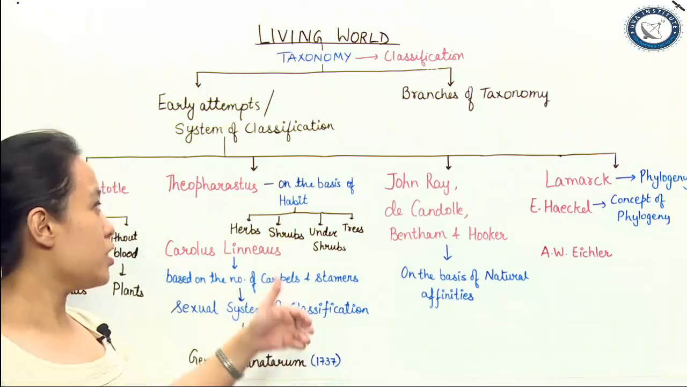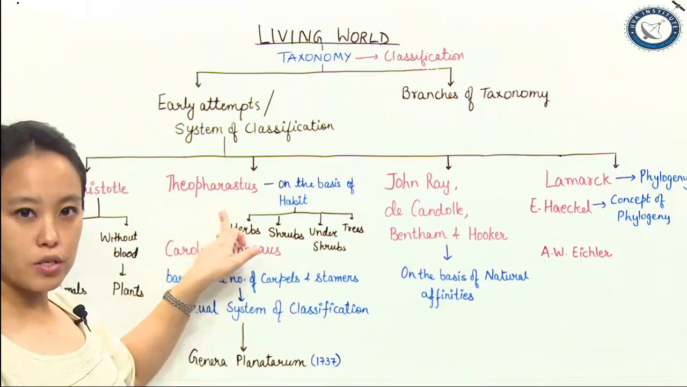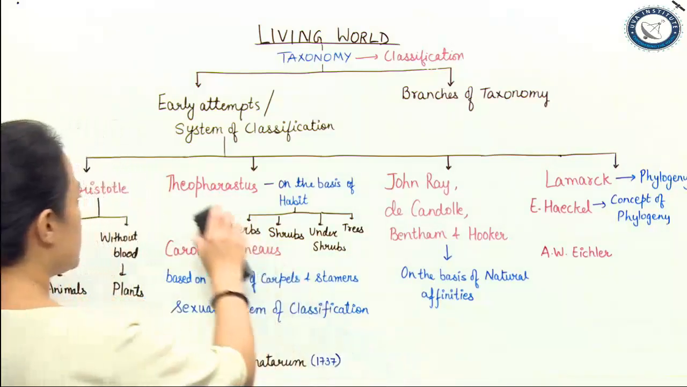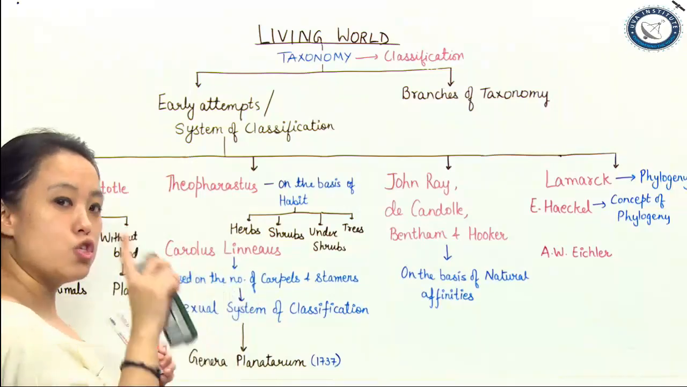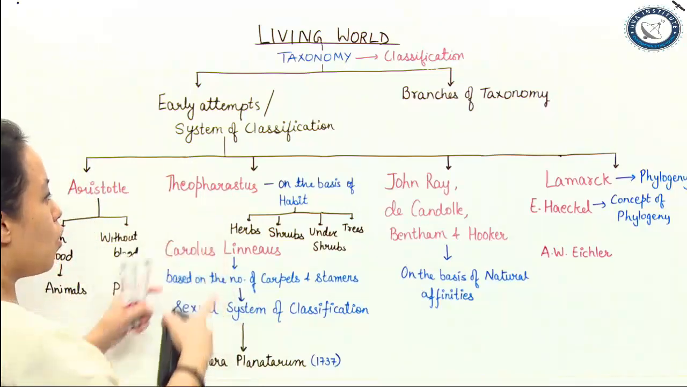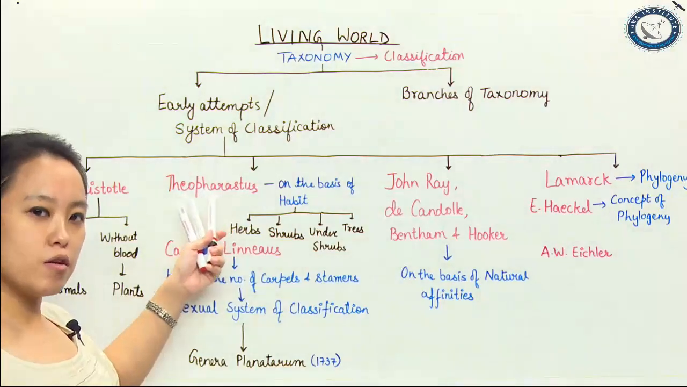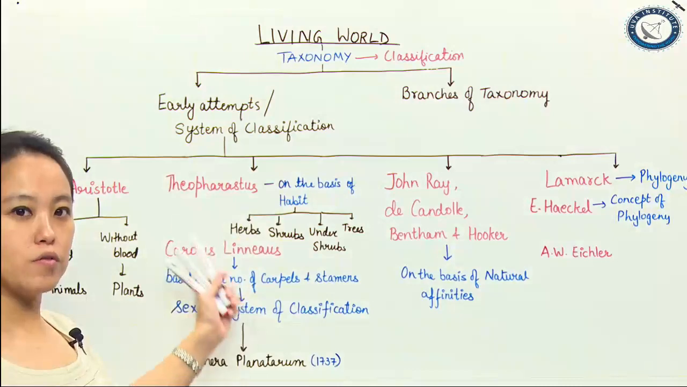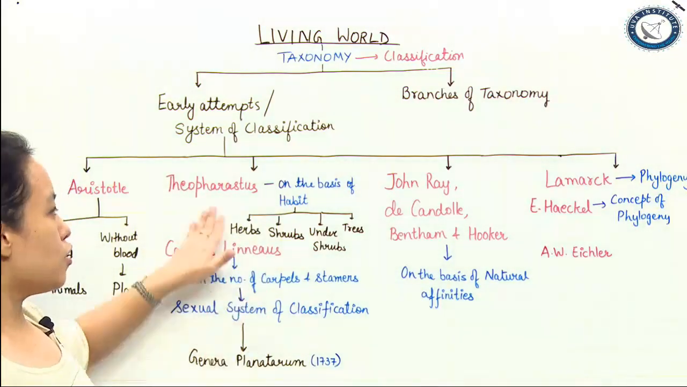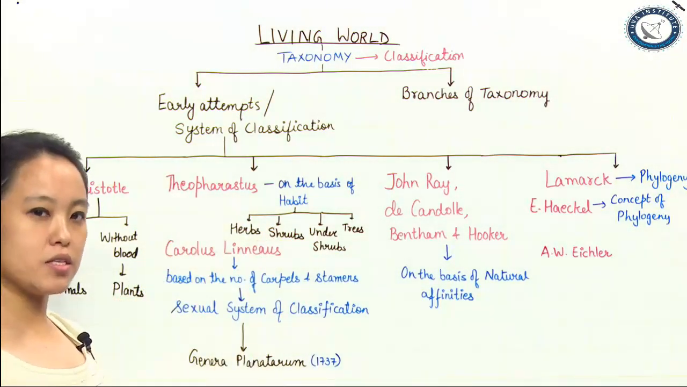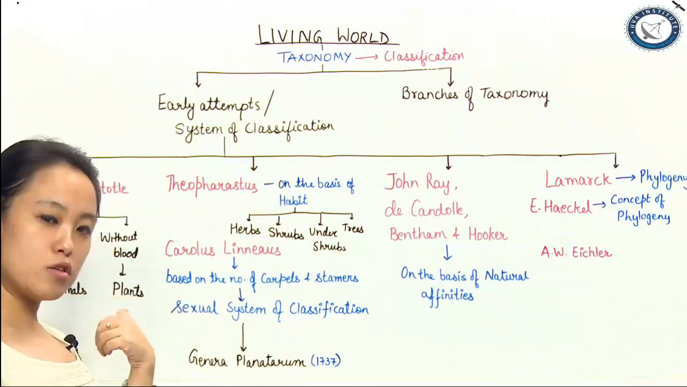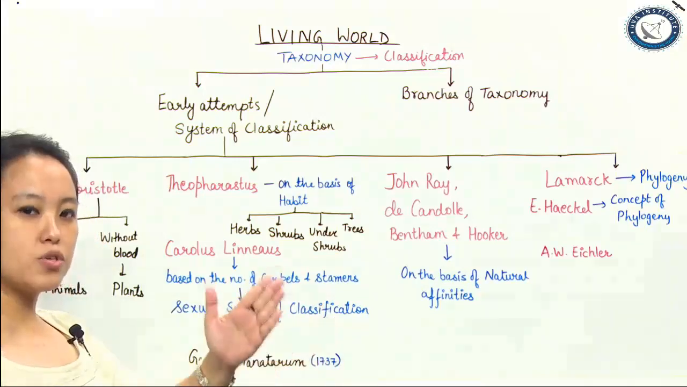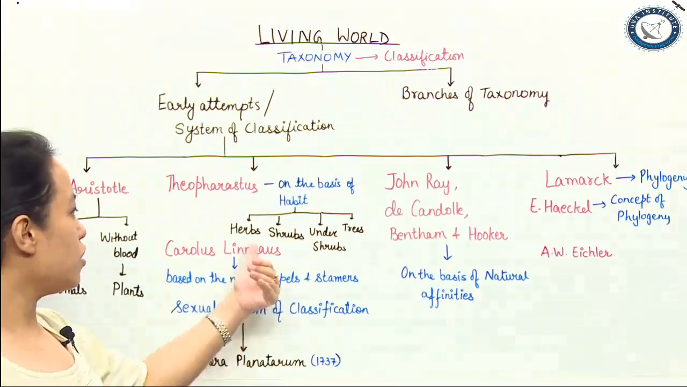Okay? Along with this, the system of classification which was jointly given by Theophrastus is known as... On the basis of the information given by Theophrastus, it was Carolus Linnaeus. I'll tell you the name later on. First, let's discuss about this. Theophrastus, first he explained that yes, there are plants, agreed, on the basis of the information given by Aristotle. Yes, they are classified as shrubs, trees, undershrubs, and then your herbs.